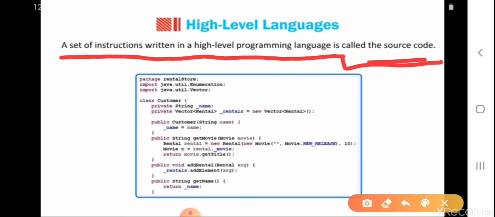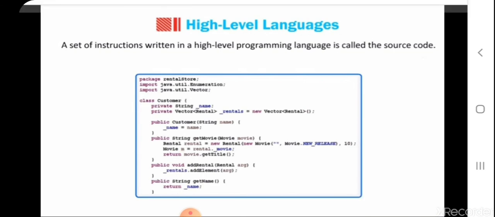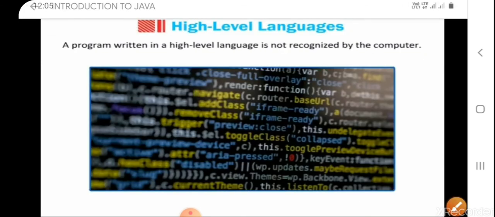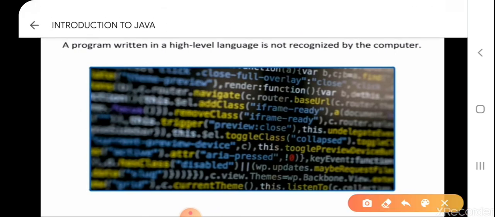Whenever we write programs using Java, we are writing source code. Very important definition, you need to remember this. Now, a program written in a high level language is again not recognized by the computer directly. Why? Because the computer can only understand machine language code.